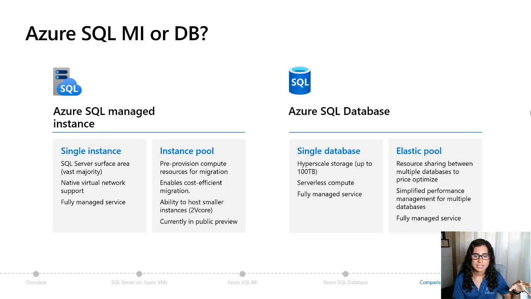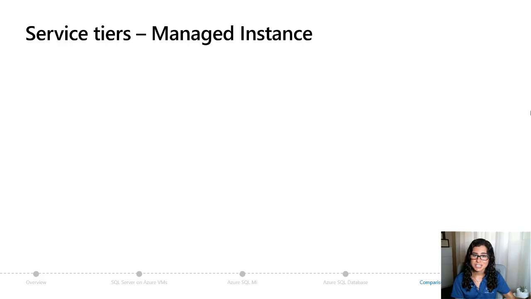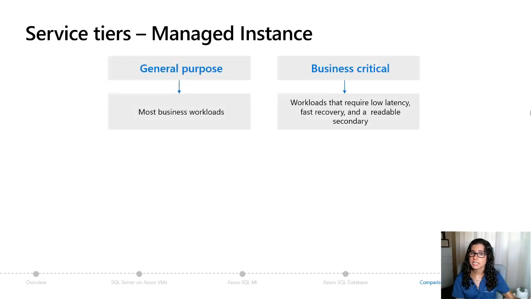Now, once you've seen all the deployment options, and let's say you pick one, the next thing you have to do is select a service tier. Now in Managed Instance, the story is pretty easy because you only have two options. You have general purpose and you have business critical. And as the name suggests, most of our customers are running just fine on general purpose. However, if you need low latency, fast recovery, or a readable secondary right off the bat, then business critical might be something you want to choose.